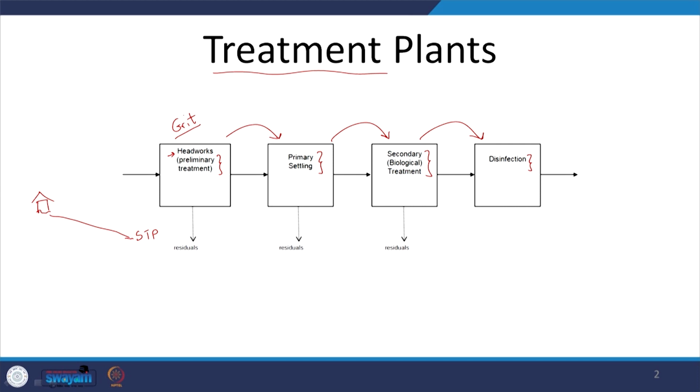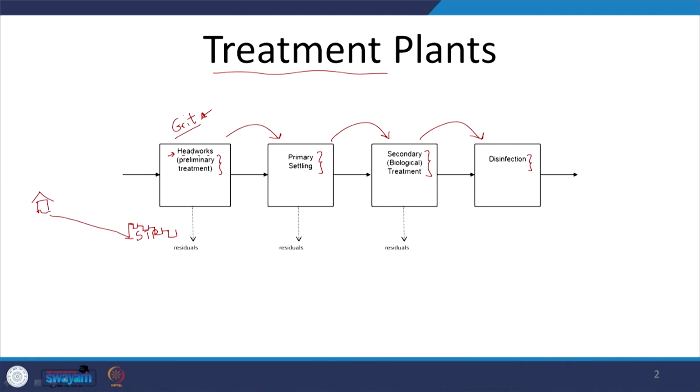So, what do you need to do here? You are going to pump it up to a certain head or height, and from there, from each unit process to the other, you are going to have flow by gravity. That is why we call it headworks, because you have the relevant pumping, and removal of the grit and coarser particles that can mess up your mechanical instruments, the machinery and such. And in primary settling, we are going to remove the relatively finer but suspended particles.